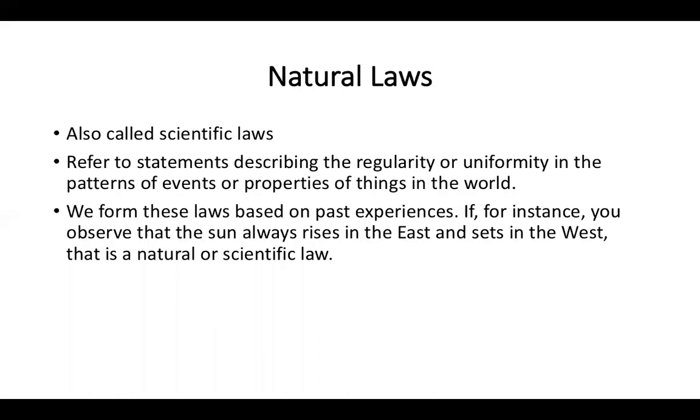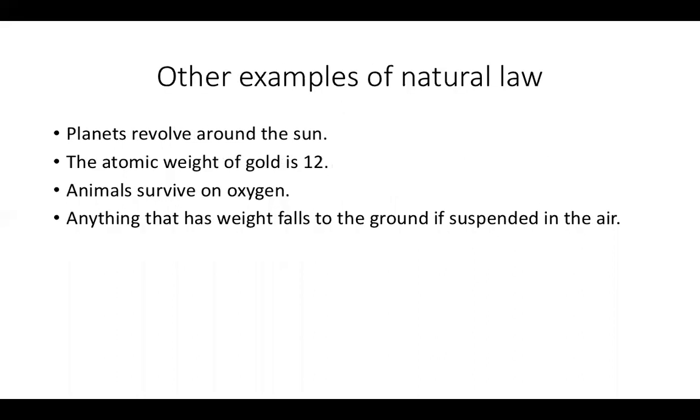Natural laws. Natural laws are also called scientific laws. They refer to statements describing the regularity or uniformity in the pattern of events or properties of things in the world. So we form these laws based on past experiences. If, for instance, you observe that the sun always rises in the east and sets in the west, that's a natural or scientific law. And then we have other examples of natural law.